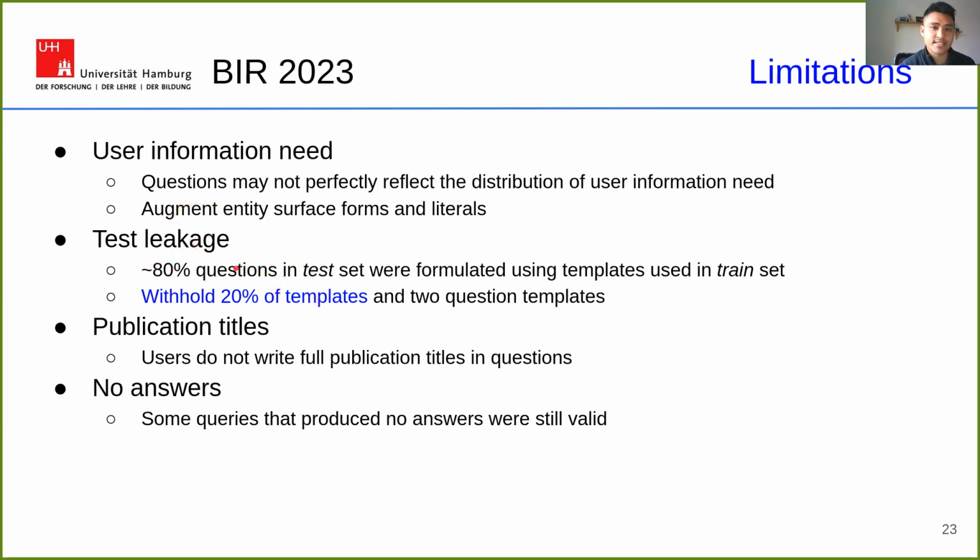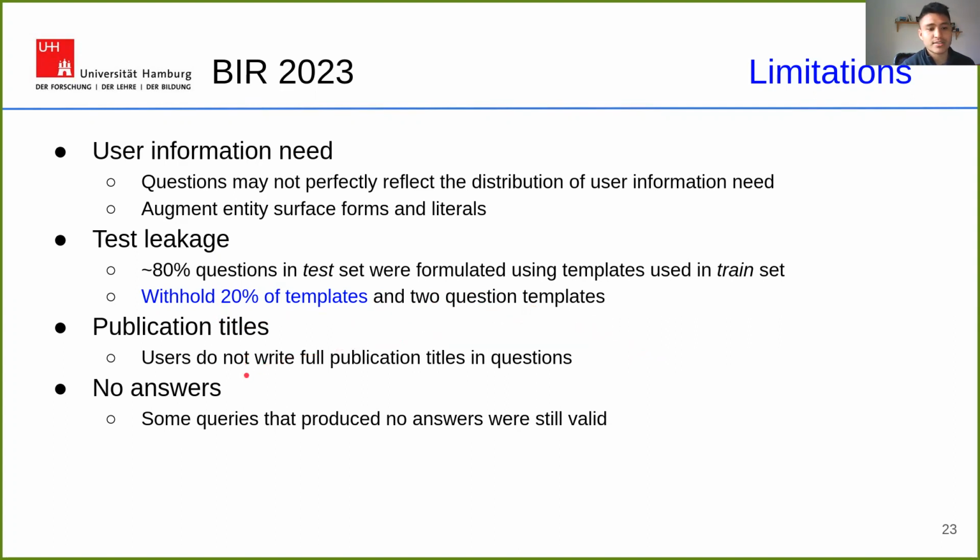Next, we also have a problem of test leakage to a certain extent, in that 80% of questions in the test set were formulated using the templates used in the train set. However, to counteract this, we withheld 20% of the templates, and also we withheld 2 question templates in the generation of the test set, so that the questions found in the test set and valid set are totally unique to and not seen in the train set.